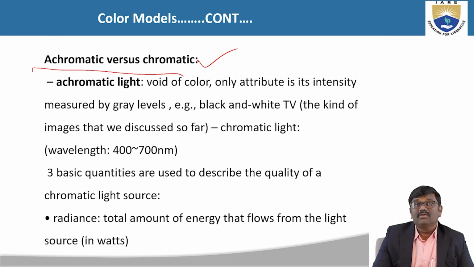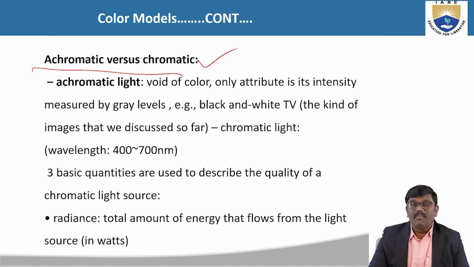So how can you concentrate here? Achromatic light is the one we concentrate on to prepare your color model. It is void of color. The only attribute is the intensity measured by gray levels, for example, black and white TV, the kind of images that we discussed so far in the previous slides.